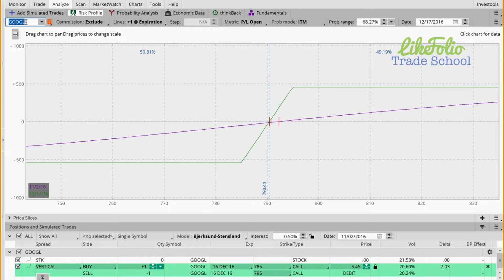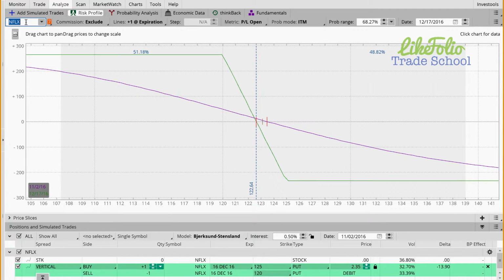So we looked at Google buying a call spread around the money. We looked at Netflix buying a put spread around the money. Both were 50-50 probability of success. Netflix, you're risking a little less to make a little more. Google, you're risking quite a bit more to make quite a bit less. So as far as the edge goes to Netflix. It was a stronger case. I think it's a great trade. Very actionable idea. I love when I see actionable opportunities.